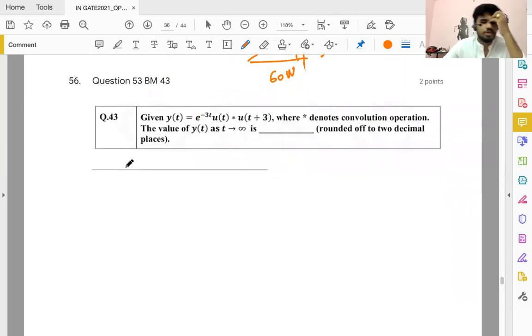Where the star denotes a convolution operator. This is a nice question. Notice now we have to use some property of the Laplace transform and do this. How do you get 0.33? Let's see. How do we do this? It took me some time to actually do this.